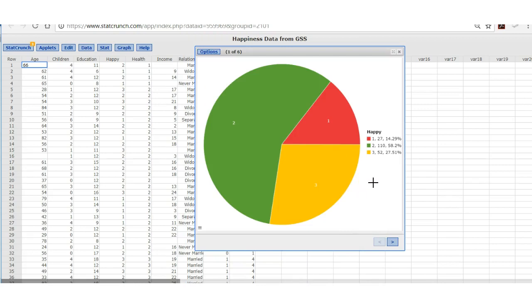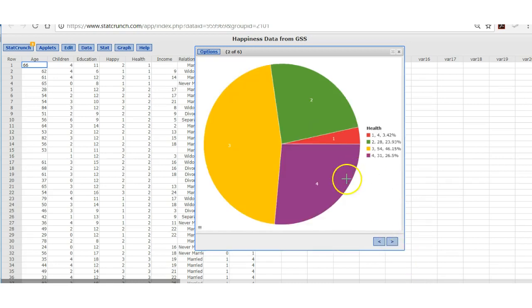Pie charts can be useful partly because people are used to pie charts. They're not too hard to understand or interpret. For the happy variable, we can see easily that number 2 had a lot more responses than the other two choices. Here's our pie chart for the health variable.